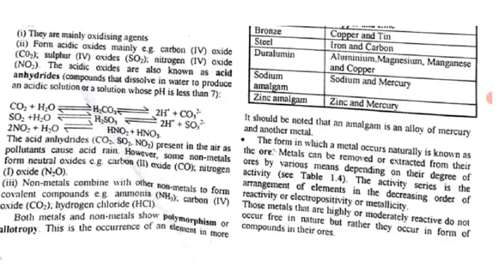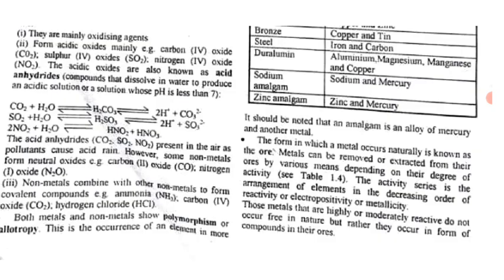Non-metals combine with other non-metals to form covalent compounds, in which they share their valence electrons. We spoke about electrovalent compounds, whereby sodium loses its electron to the halogen family or to the non-metals to form an electrovalent bond. But between non-metals, they form covalent bonds. For example, we have water, ammonia, hydrogen chloride and carbon dioxide.